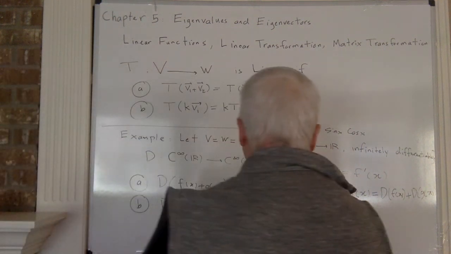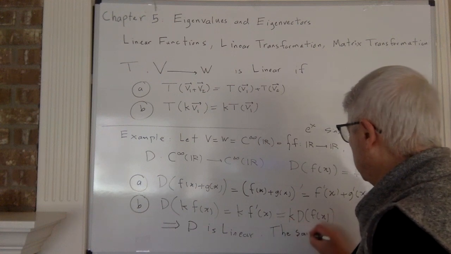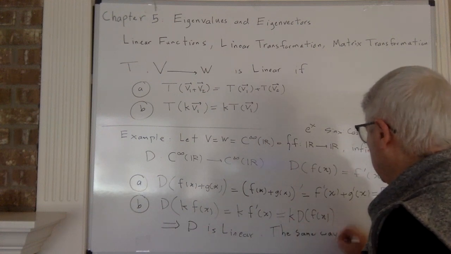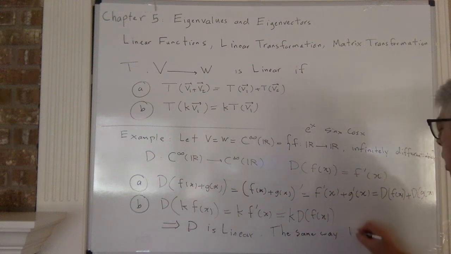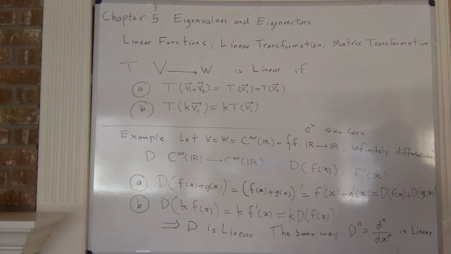You can easily, like this, prove that all of them are linear. The same way, we can say that dn, which is dn by dxn, is linear. Okay. That's the nth derivative. The same thing proves that it is linear.